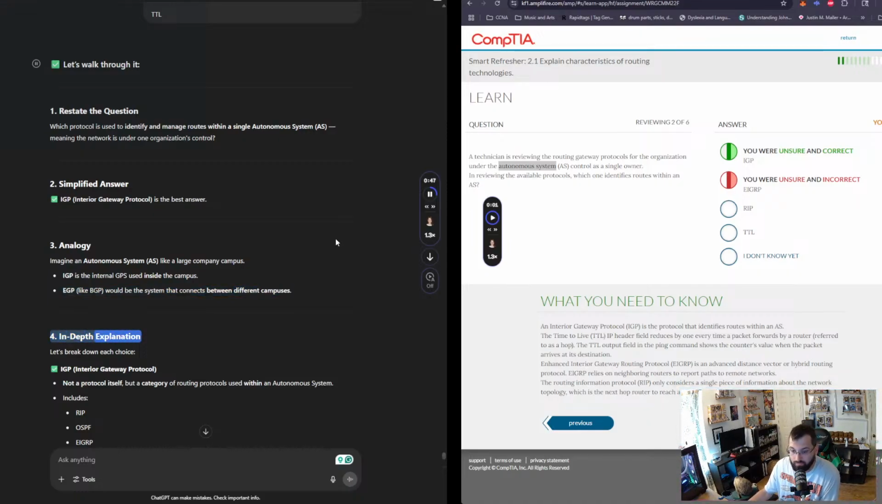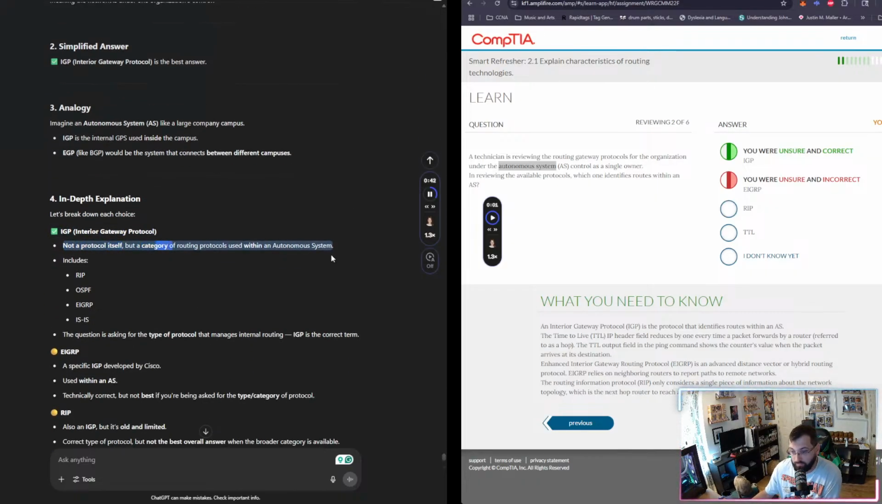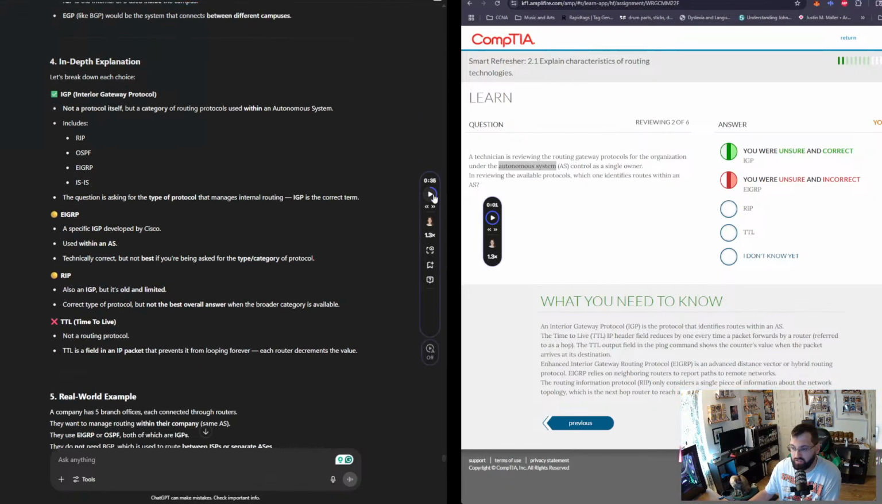4. In-depth explanation. Let's break down each choice. IGP, Interior Gateway Protocol: not a protocol itself, but a category of routing protocols used within an autonomous system. Includes RIP, OSPF, EIGRP, IS-IS. The question is asking for the type of protocol that manages internal routing. IGP is the correct term. Okay, so basically this is the big thing that has all those other things inside of it. So it's an internal GPS used inside the campus. That's very interesting. Let's continue.